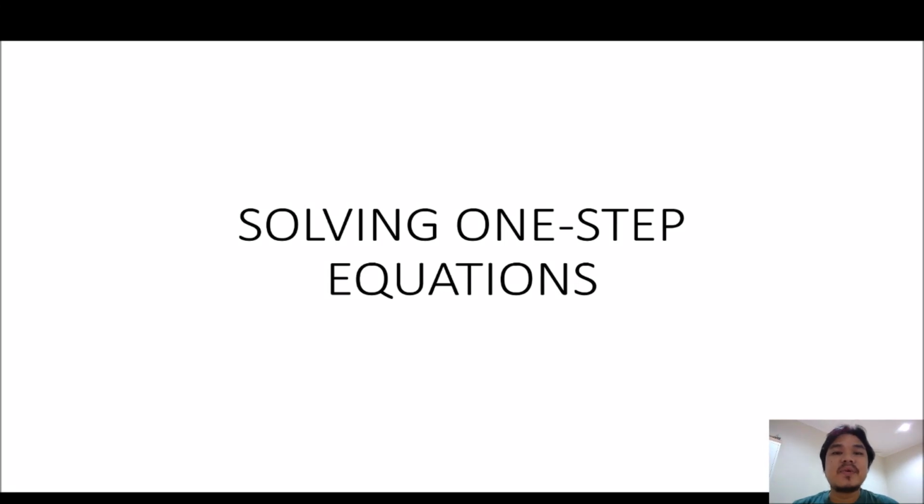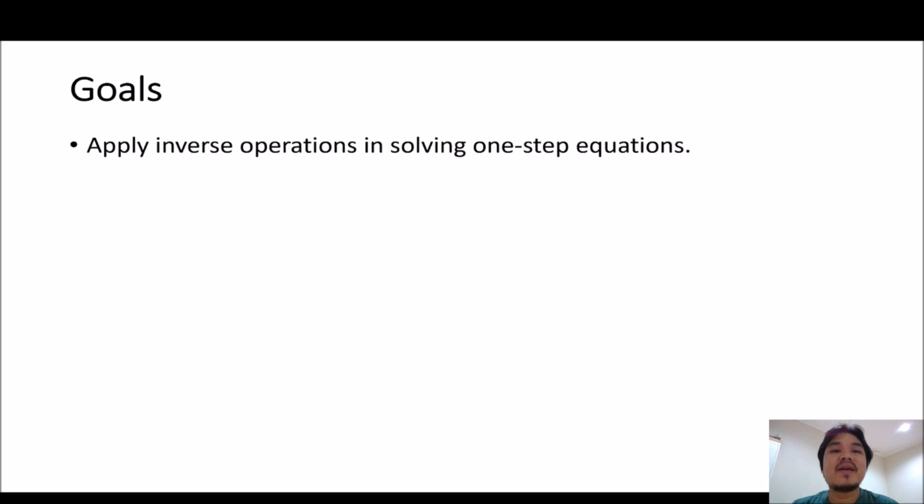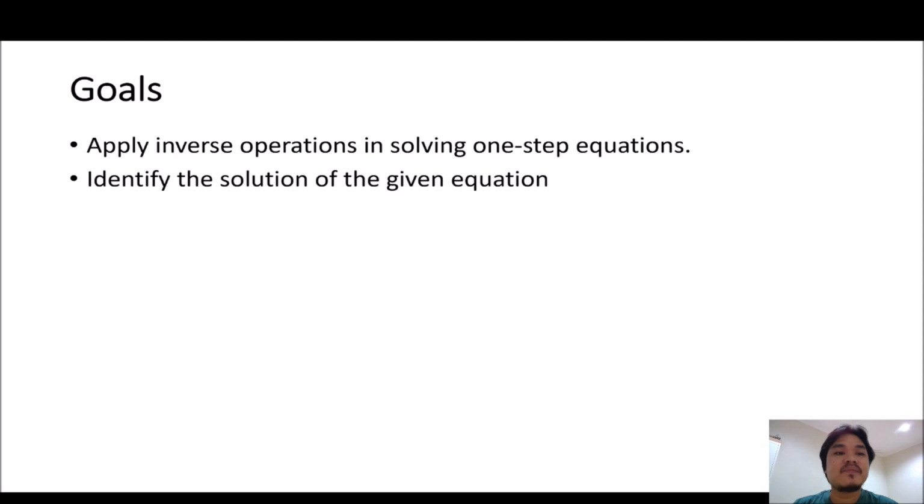Hello, so for today we're going to talk about solving one-step equations. The goals of this video tutorial are for you to learn how to apply inverse operations in solving one-step equations, and also to identify the solution of the given equation.